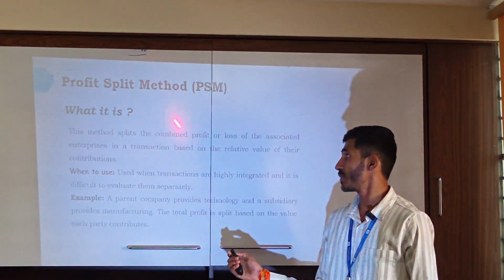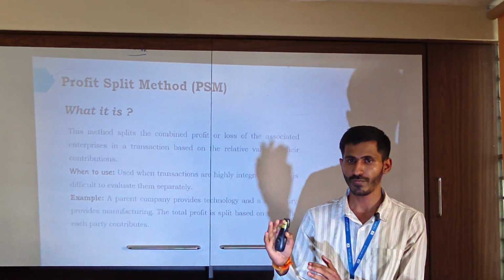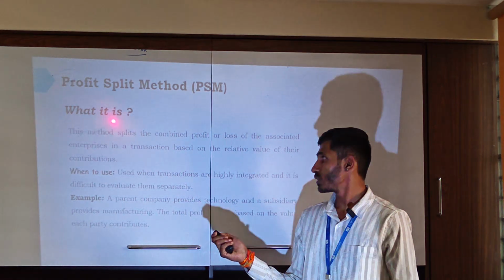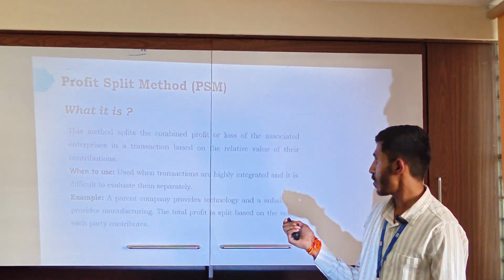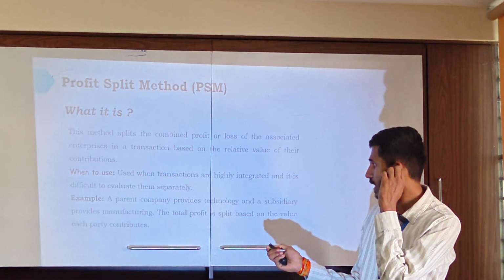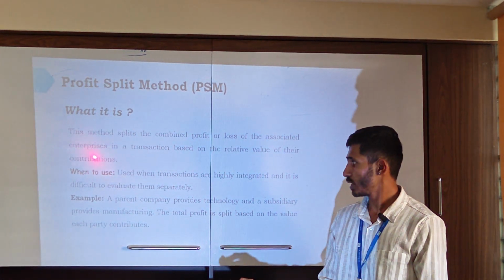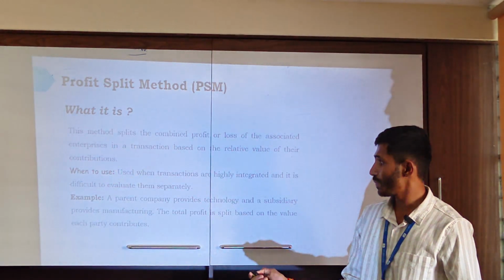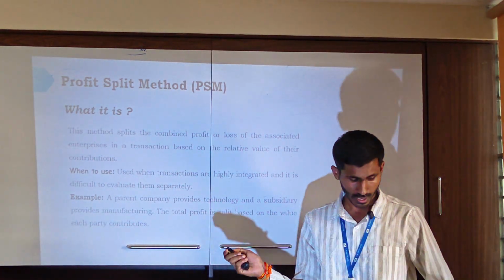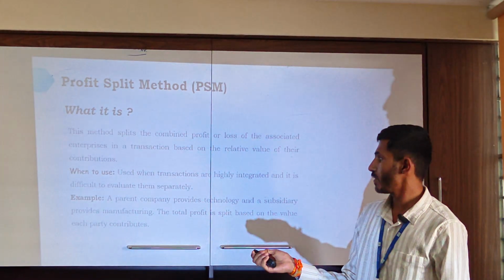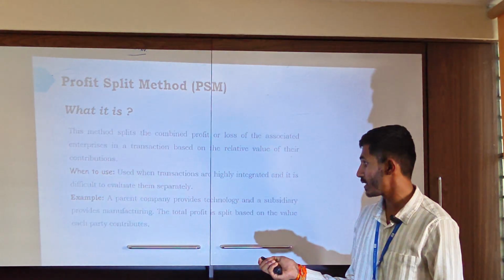The third method is the profit split method. As the name only specifies, what we are doing is splitting the profit. This method says it splits the combined profit or loss of the associated enterprises in a transaction based on the relative value of the contribution. So here contribution plays an important role. How are we going to decide the value of their contribution? We will use it when transactions are highly integrated and difficult to evaluate separately.